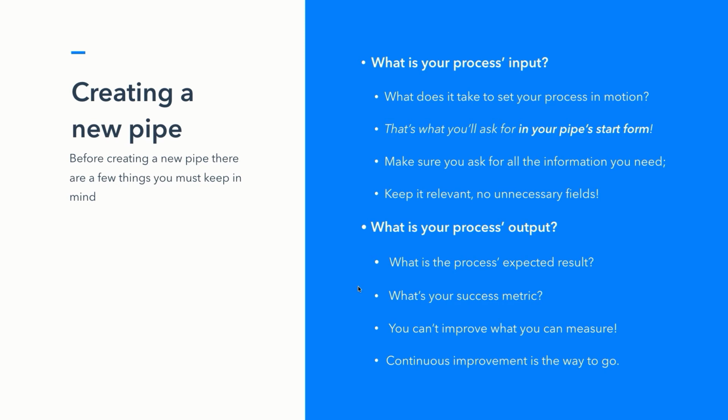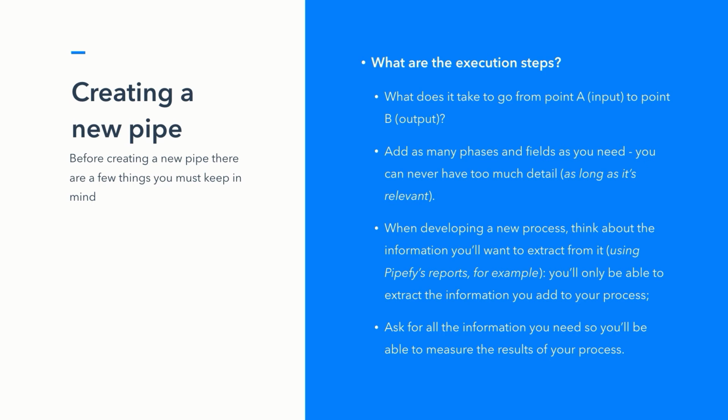So what is our expected result? What determines that our process was successful? So what is our success metric? We can't improve what we can't measure. So in order to achieve continuous improvement, we need to determine where we want to get and how we're going to measure it. After determining point A, the input, and point B, we're going to list the execution steps.